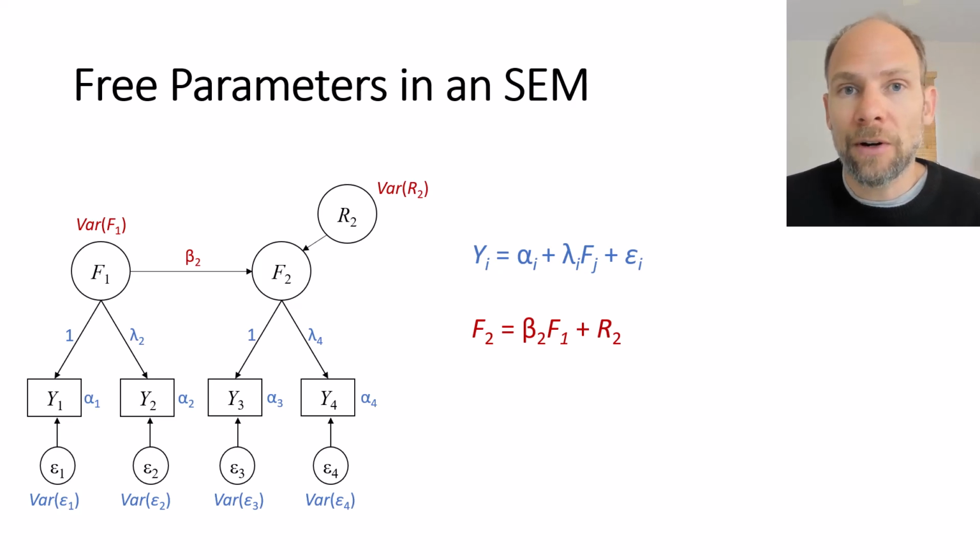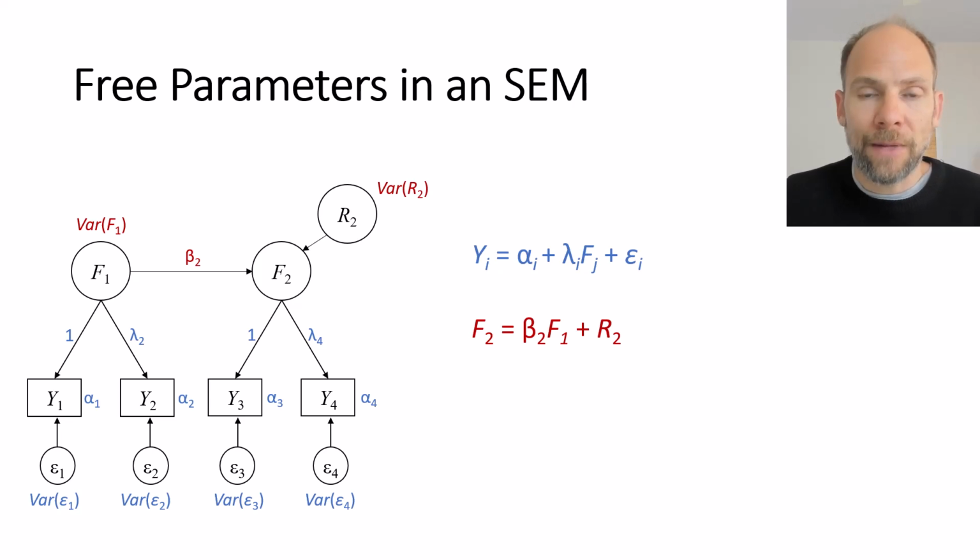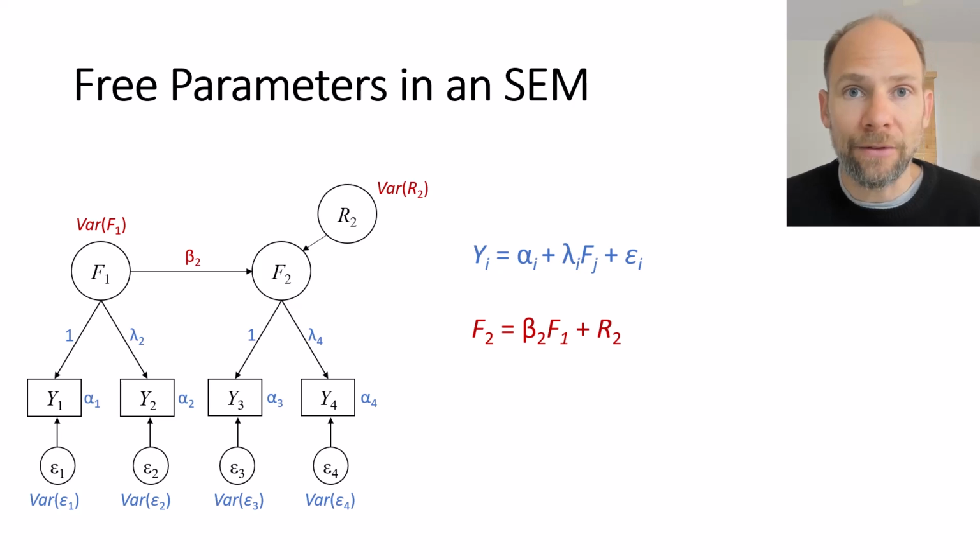For exogenous variables, we estimate the variance. For endogenous variables, we estimate the residual variance, and then path coefficients are estimated, as well as factor loadings, intercepts, and error variances. Now, one thing that you might ask is, why is there not an additive constant in the structural regression model? So why is there not a beta 0 in the equation f2 equals beta 2 times f1 plus r2? And the reason that there's not an additive constant or intercept in the structural equation is that there's no mean structure here included for the latent variables.